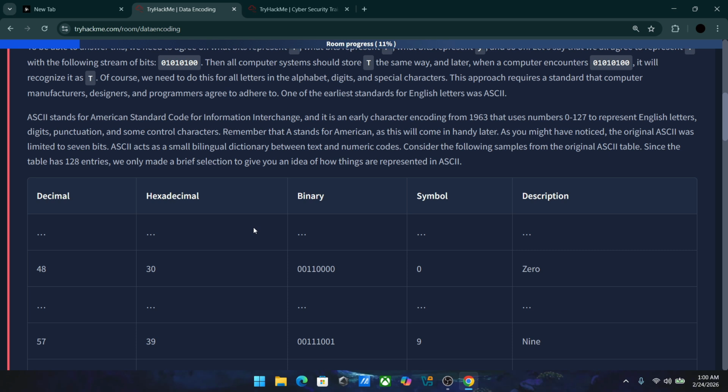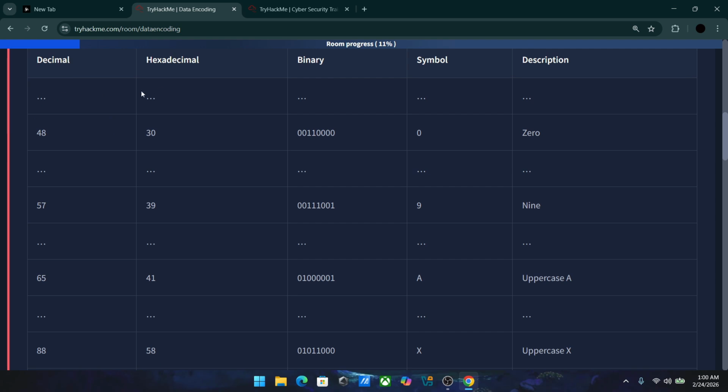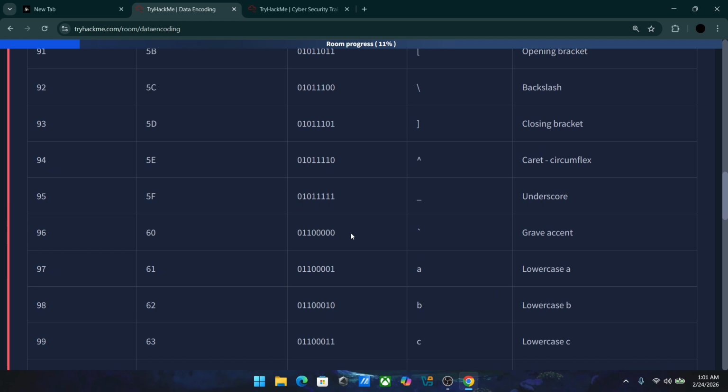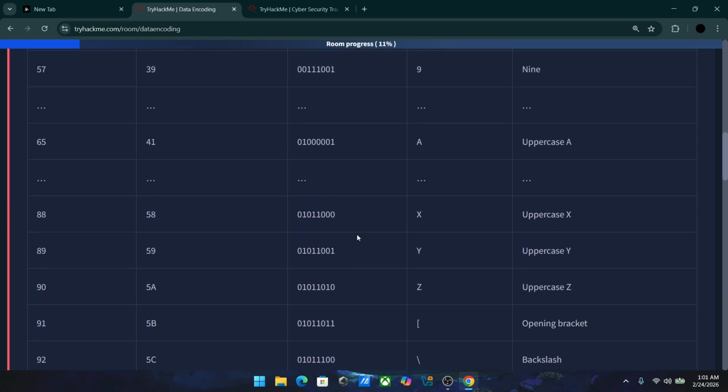Consider the following samples from the original ASCII table. Since the table has 128 entries, we only show a brief section to give you an idea of how things are represented in ASCII. Decimal, hexadecimal, binary, symbol, and description. For 0, decimal is 48, hexadecimal is 30, binary is this number, symbol is 0, and description is digit zero. Same goes for the others, like uppercase X, 88, 58.